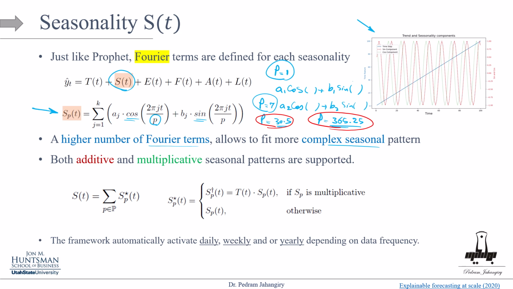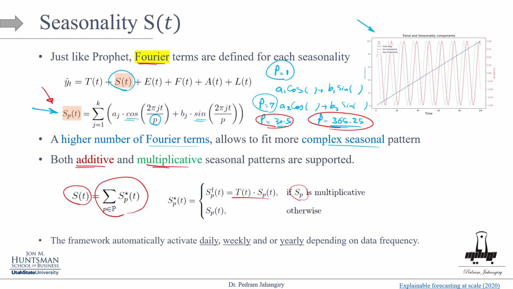But with using Fourier terms, we can obviously do that, right? Another thing is that we can add these multiple seasonalities in an additive way, simply adding them together and calling it the seasonal component, or in a multiplicative way. Multiplicative simply means that if this seasonality is multiplicative, we just multiply it by the trend component, right?